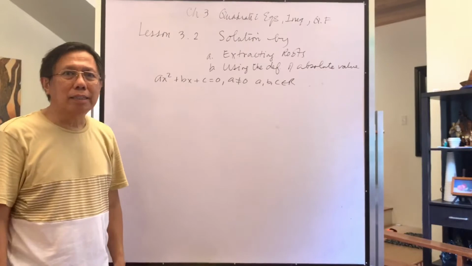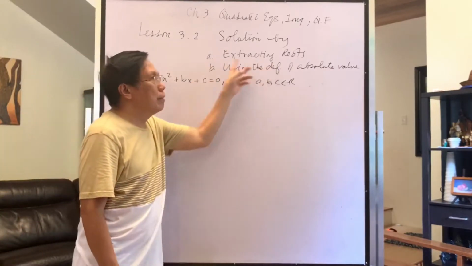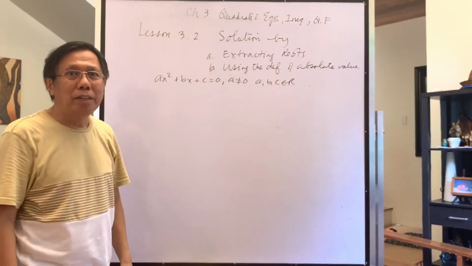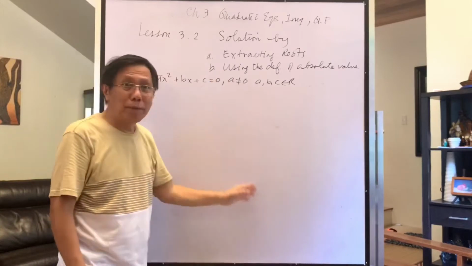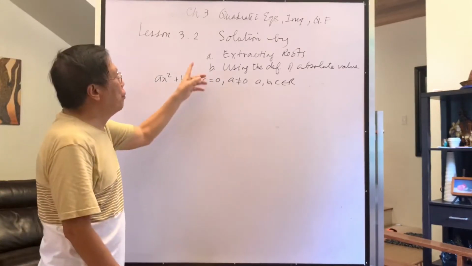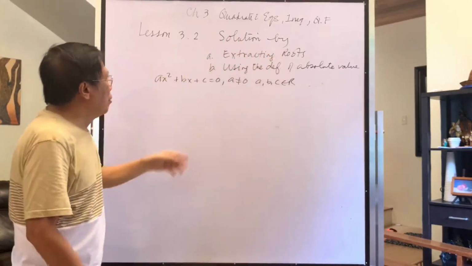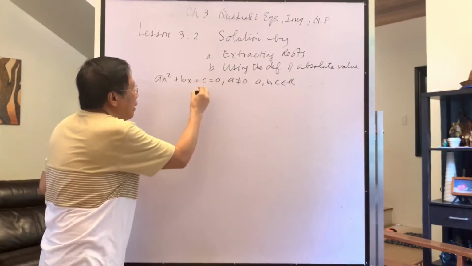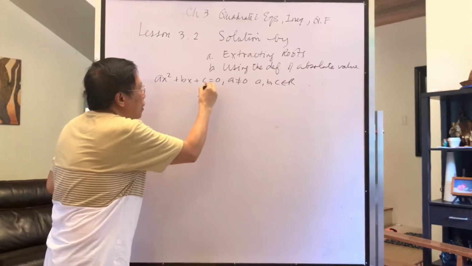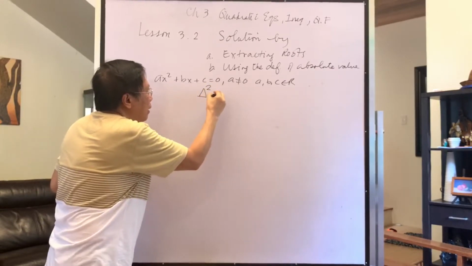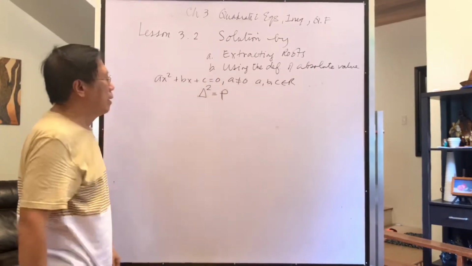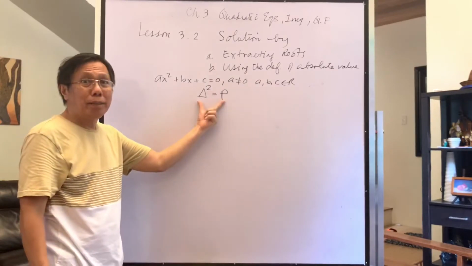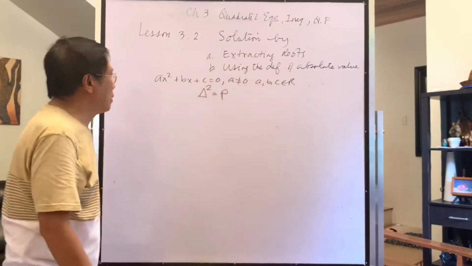I will discuss these two methods simultaneously because they are very much similar with each other. For both methods, we want to have this quadratic equation written in the form triangle squared is equal to p. So this will be our starting point for both methods.